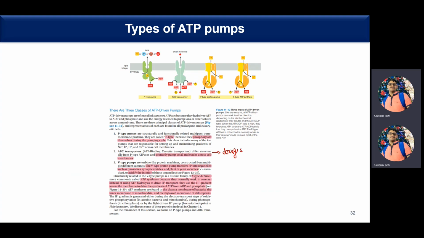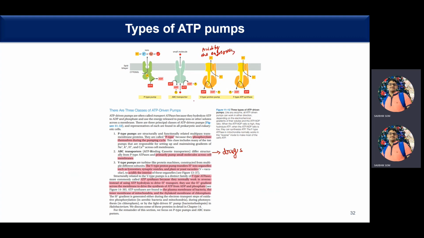So V-type pumps are proton pumps. Using the energy of ATP, they pump H+ ions from the cytosol to the inside of a particular membrane or particular organelle or particular vesicle. So these are used to acidify the endosomes. Endosomes have lots of these.